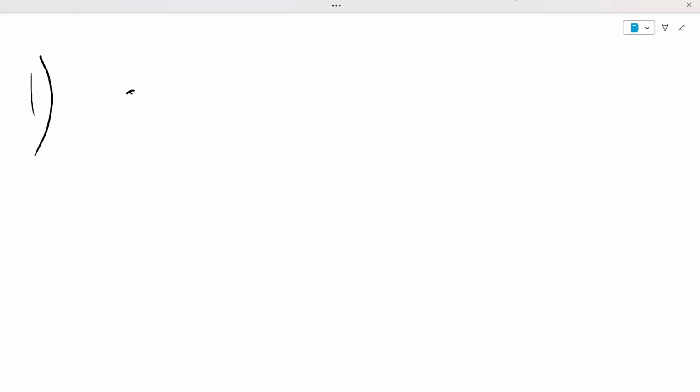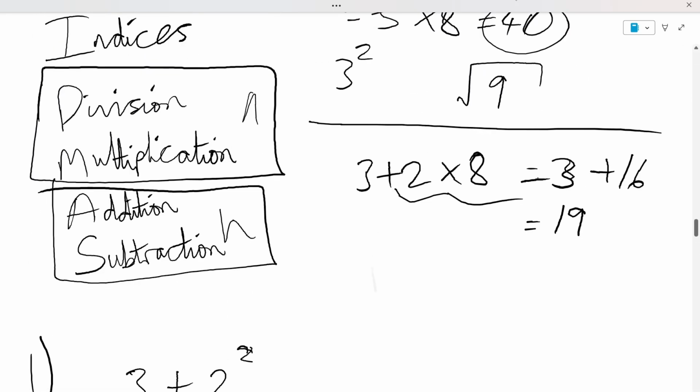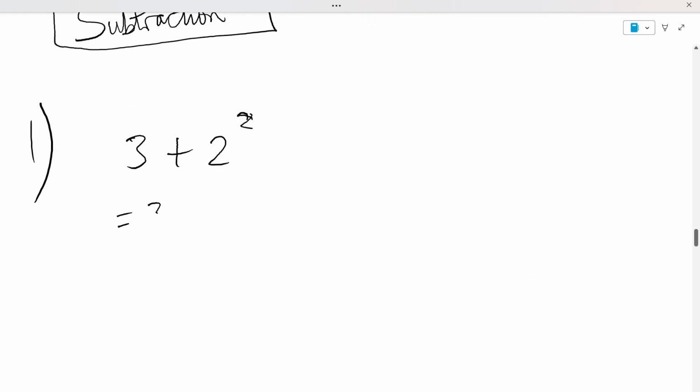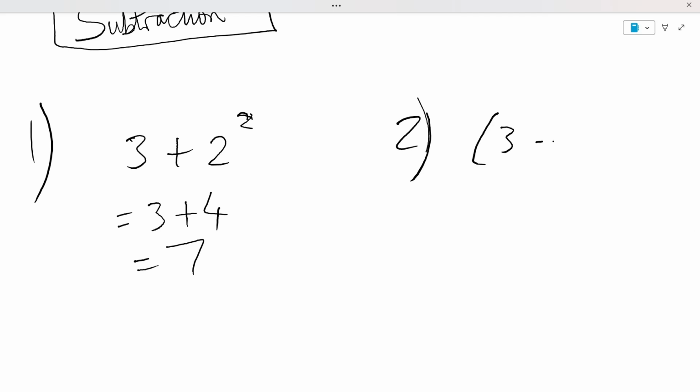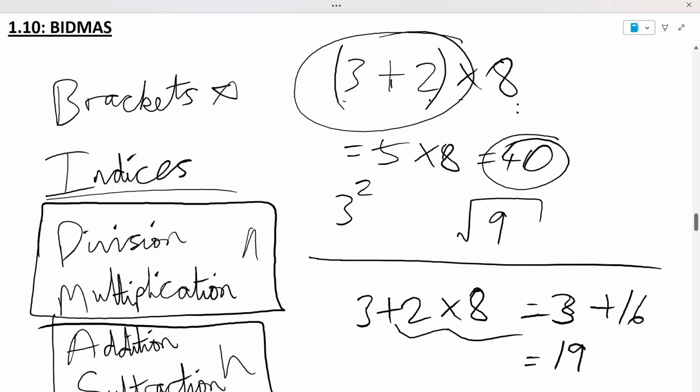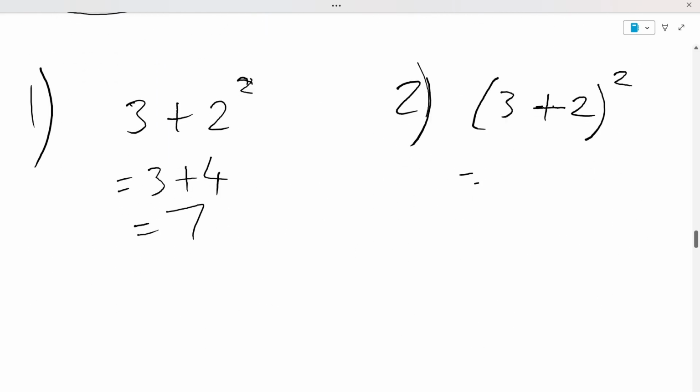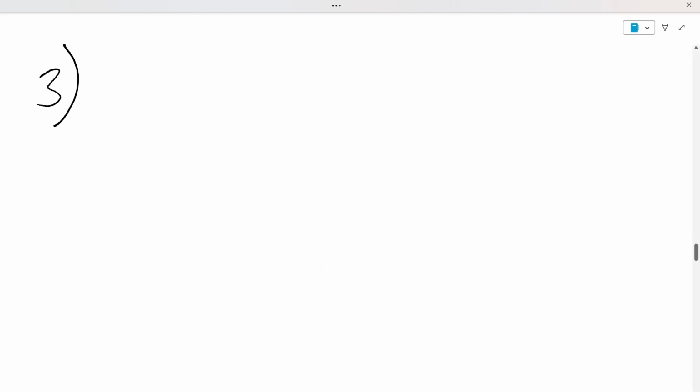So for example, if I have 3 plus 2 squared, well, by BIDMAS, the first thing I need to do here is my indices, which is the 2 squared. 2 squared is 4, so that's 3 plus 4, or 7. But that would differ to 3 plus 2 in the brackets squared, in which case, by BIDMAS, brackets is the first thing that I have to do. So I have to do 3 plus 2 first to give me 5. That 5 is all squared, which is 25. So you can see how I can get 2 different answers from what looks like the same sum, just by implementing brackets into it.